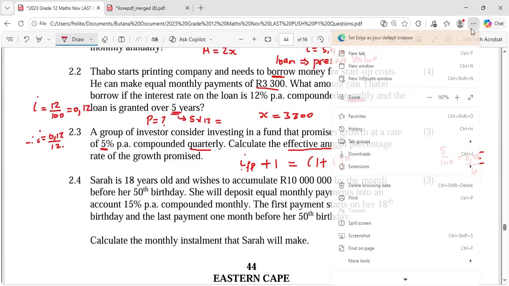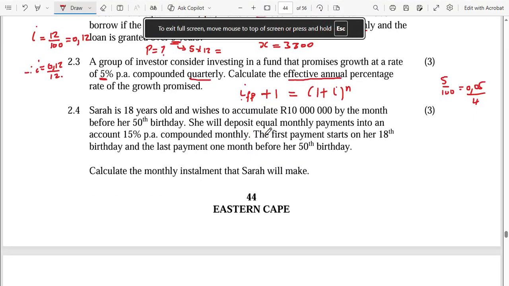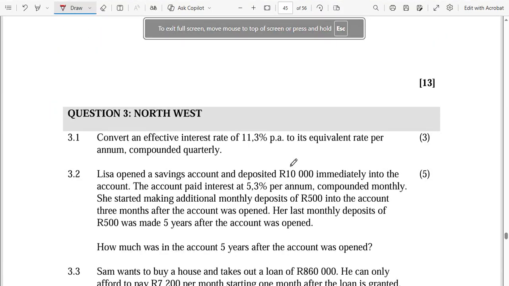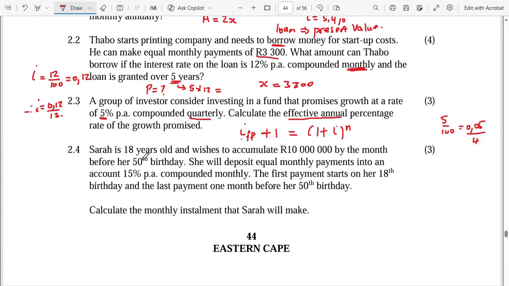Next question. See, we are moving. Okay, I think this is the last question, right? Yes, this is the last question. So Sarah is 18 years old and wishes to accumulate 10,000. Oh, that's not 10,000, a lot of zeros. 10 million by the month before her 50th birthday. But you see this type of question, I think we need to pay attention to this one. So Sarah is 18 years old. She wishes to accumulate, so this is my final amount. So this is the future value. The future value that we need is 10 million.